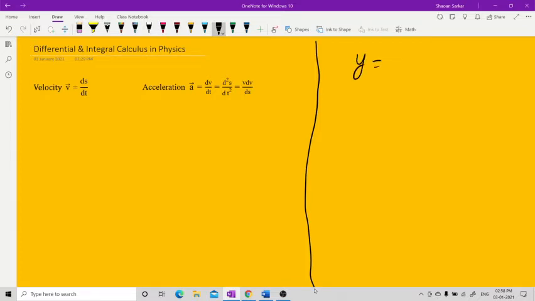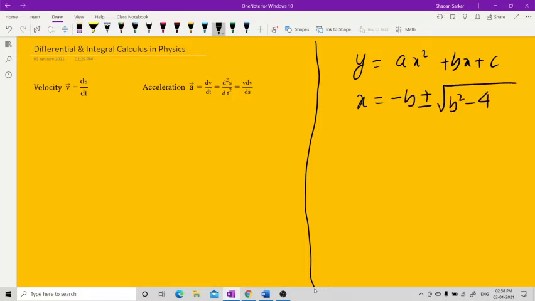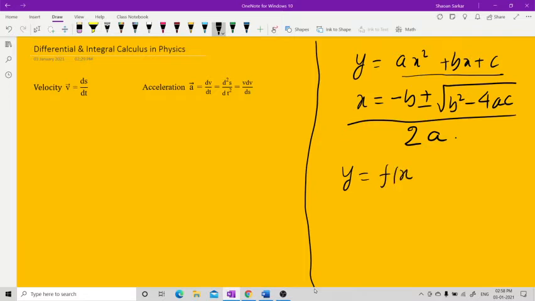Y is a function, ax square plus bx plus c, where x is given as minus b plus minus under root b square minus 4ac by 2a. This was a quadratic equation in class 8, 9th, and you have seen the solution like this. Here, y is a function of x, where x is the independent variable.